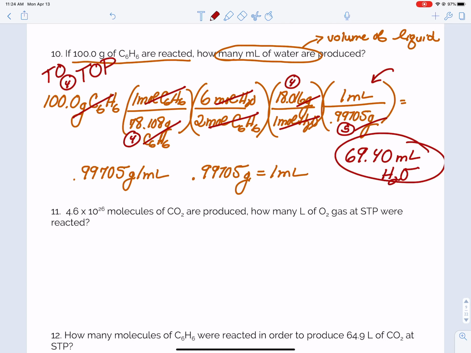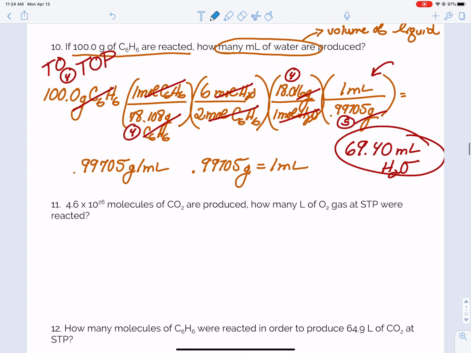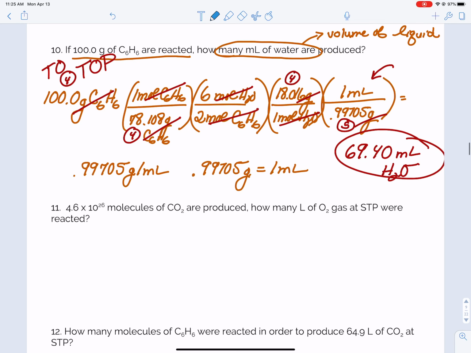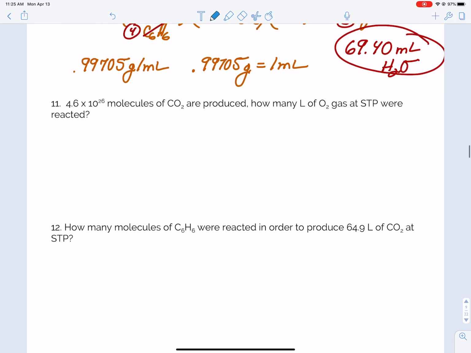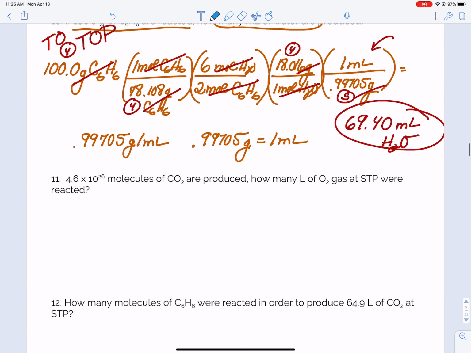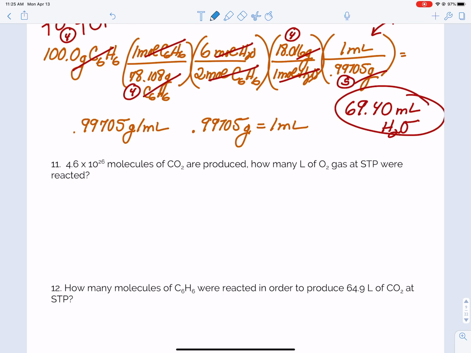Okay, the next problem here, number 11. Let's take a look at it, circle the do and underline the clue. I'll keep that up so we can reference it. 4.6 times 10 to the positive 26 molecules of carbon dioxide are produced. How many liters of oxygen gas at STP were reacted?